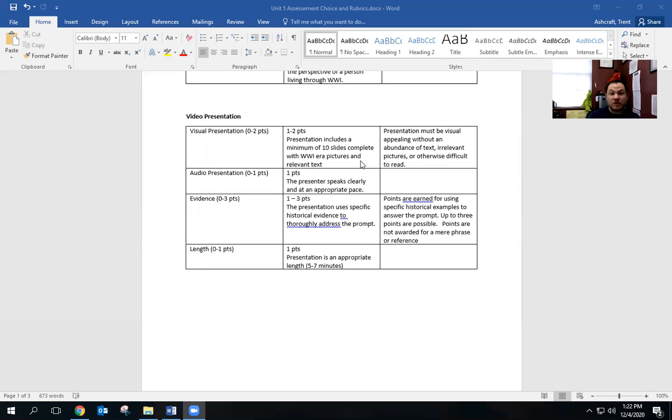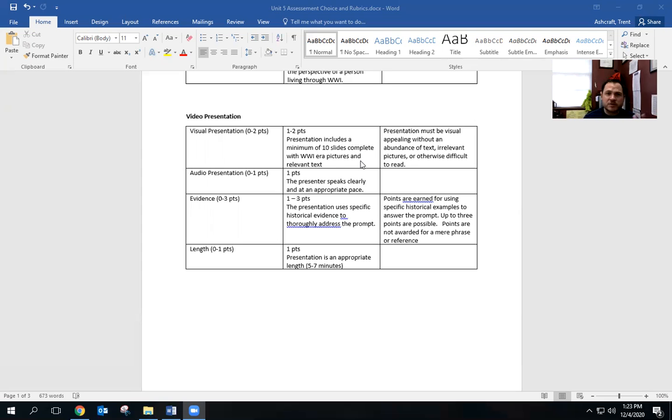Most of your points, again, are coming from the evidence. The presentation uses specific historical evidence to thoroughly address the prompt. Points are earned for using specific historical evidence to answer the prompt. Up to 3 points are possible. Points are not awarded for a mere phrase or reference. Again, you can't put a slide up there and say it impacted the United States this way, another slide this way, and another slide this way without any explanation of this. You're not just putting up a slide and giving me an answer. You are explaining to me, the viewer, how World War I changed America.